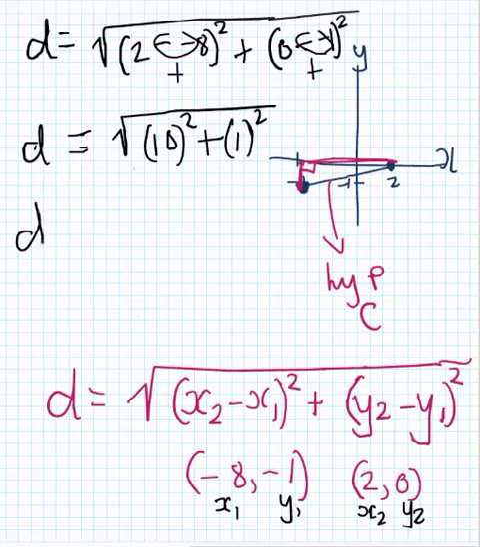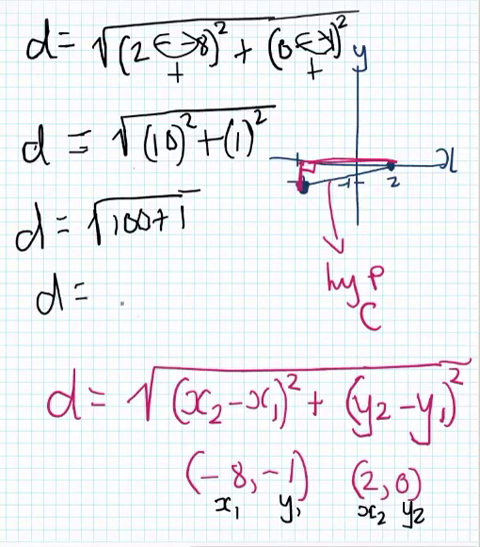And then we're almost done. We have the square root of 10 squared. Well, that's 100. And then 1 squared is 1. So 100 plus 1. And my distance is the square root of 101. And we're done.